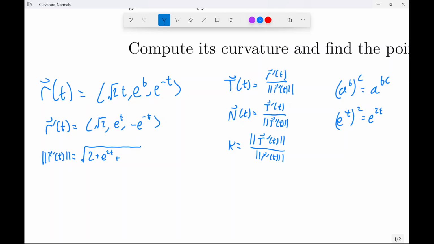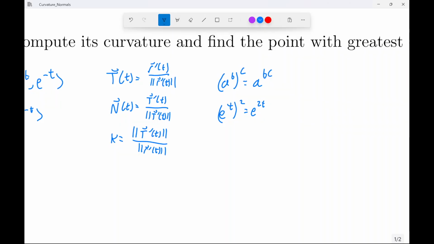Okay. And then this one's also e to the negative 2t. This negative sign goes away because we squared it, but this negative sign doesn't go away because it isn't the thing being squared. This is the thing being squared, this whole thing.